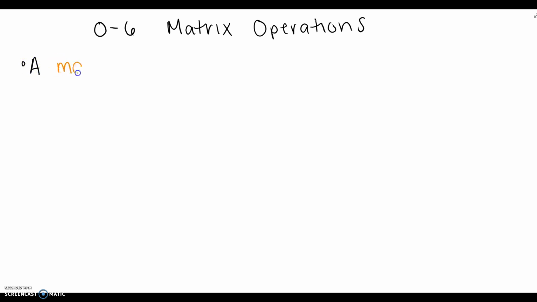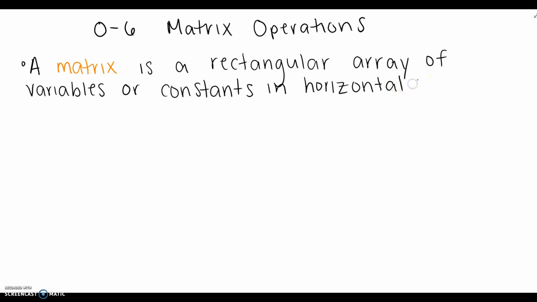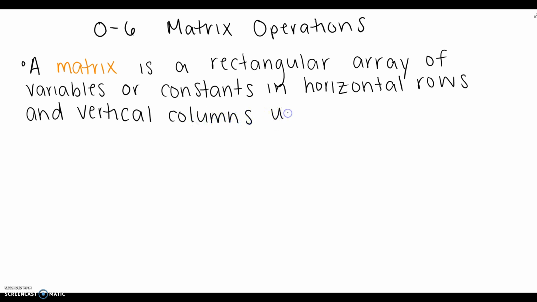So a matrix is a rectangular array of variables or constants in horizontal rows and vertical columns, usually enclosed in brackets.